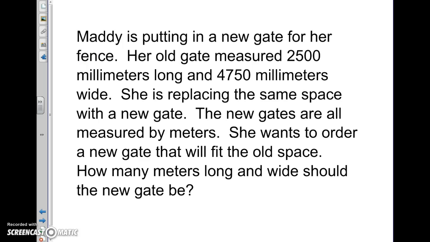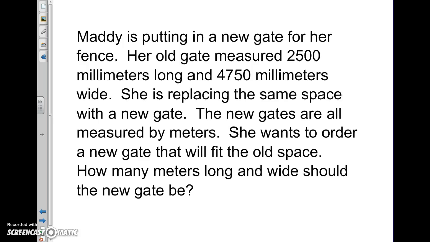Maddie is putting in a new gate for her fence. Her old gate measured 2,500 millimeters long and 4,750 millimeters wide. She's replacing the same space with a new gate. The new gates are all measured by meters. She wants to order a new gate that will fit the old space. How many meters long and wide should the new gate be?